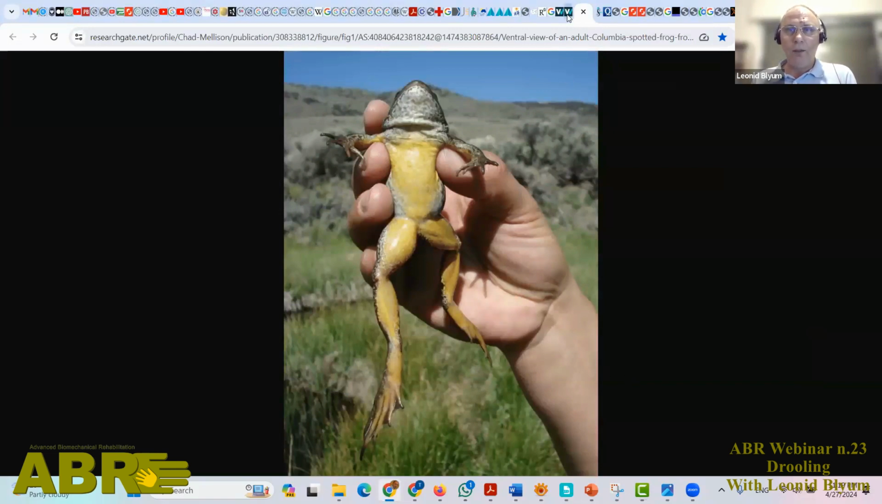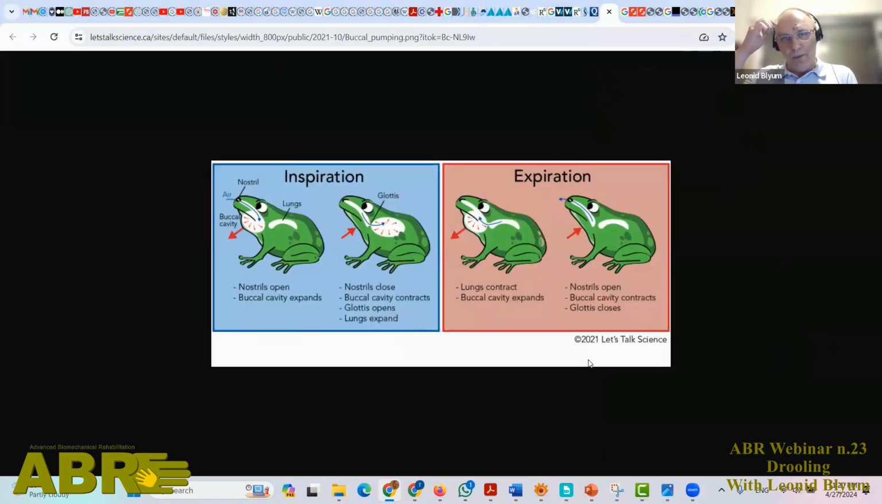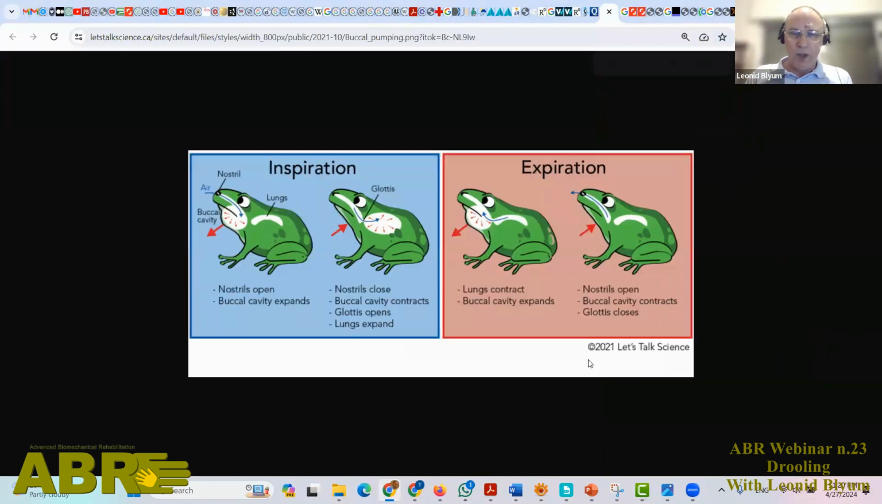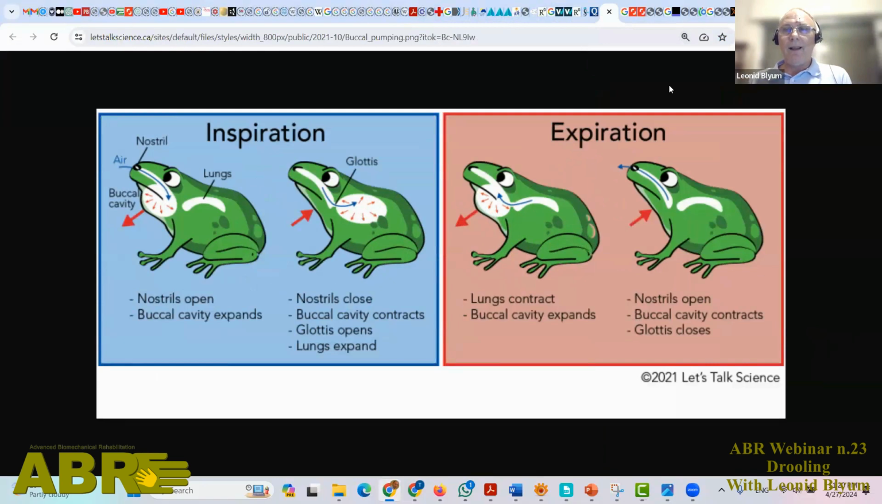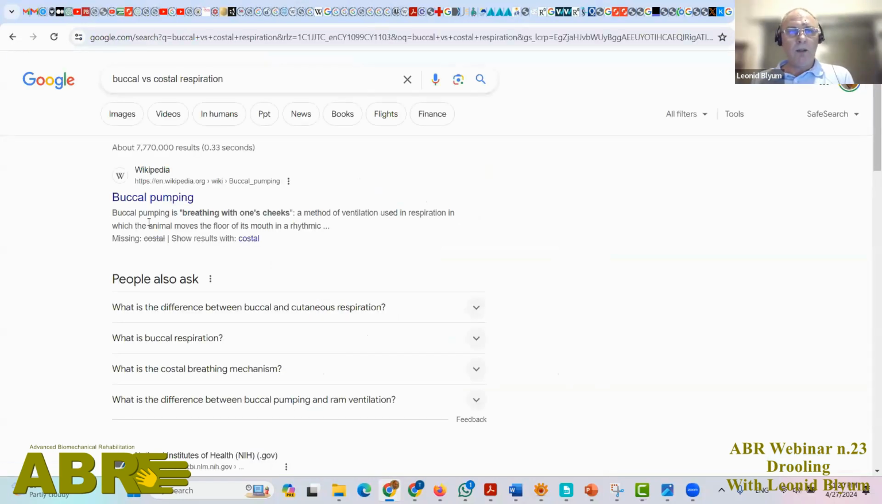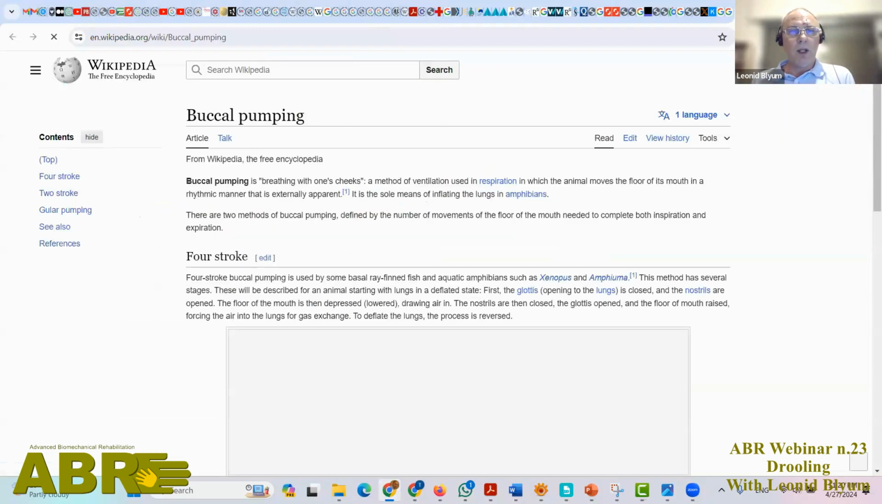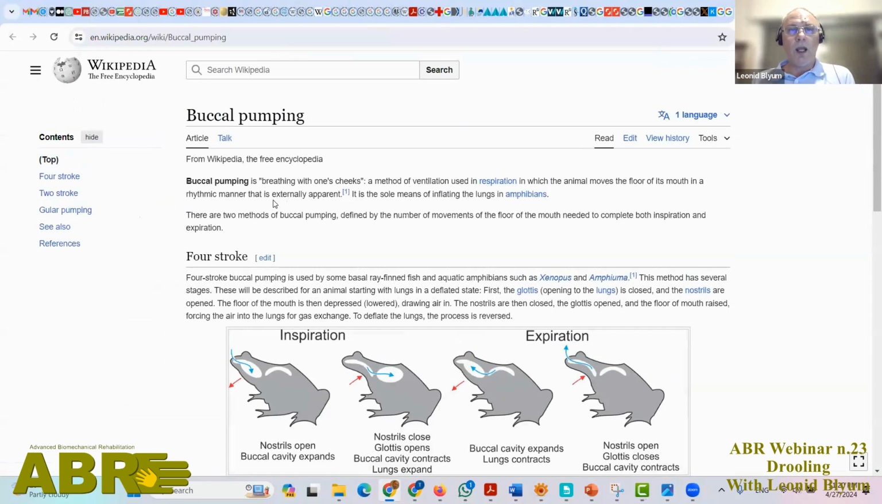That's a frog. But I also found this wonderful picture here. This is the way the frog does inspiration and expiration, right? And if you ask Mr. Google the question, buccal pumping, it's even called, right? Buccal pumping is breathing within cheeks, a method of ventilation used in respiration in which the animal moves the floor of its mouth in a rhythmical fashion. Yes? And for amphibians, this is the sole means of inflating the lungs.